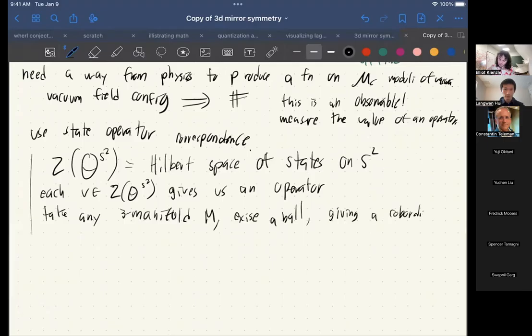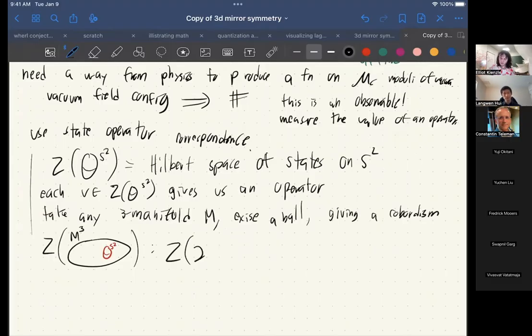Okay, sorry. Excising a ball gives a cobordism, and the ATIA definition lets us translate that into something else. So we're going to take our free manifold and cut out a little ball. Now we have a new part of the boundary, which is S2. And this is going to be some map from Z of the boundary of the free manifold, the old boundary, into the new boundary, which is going to be S2.